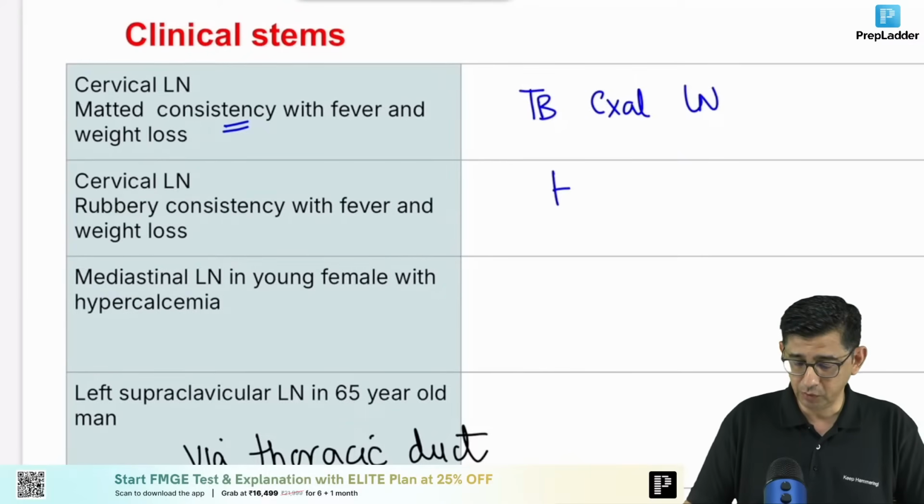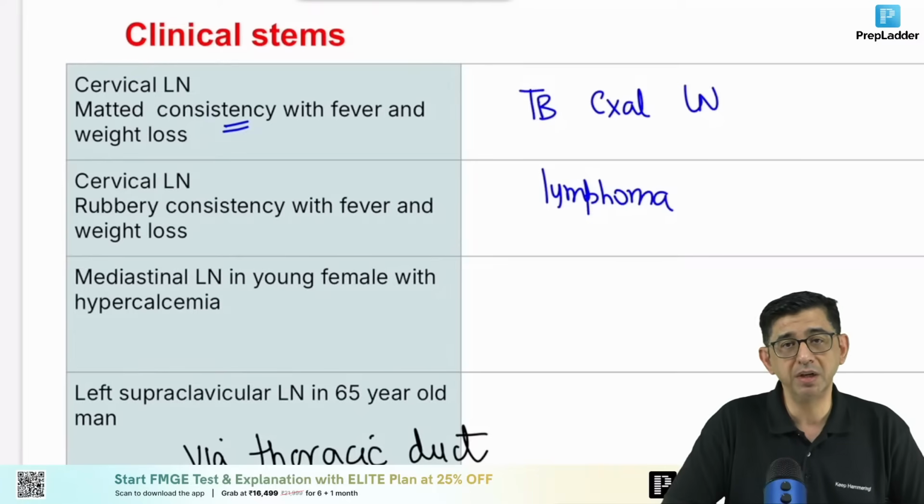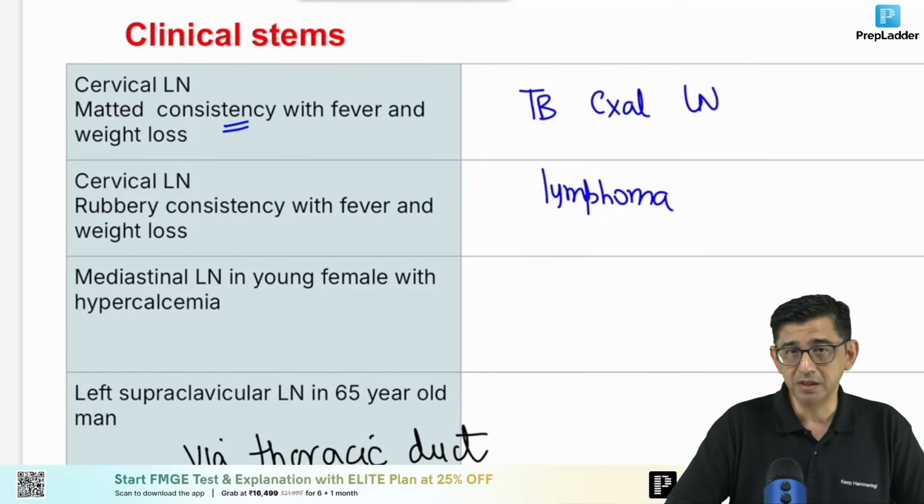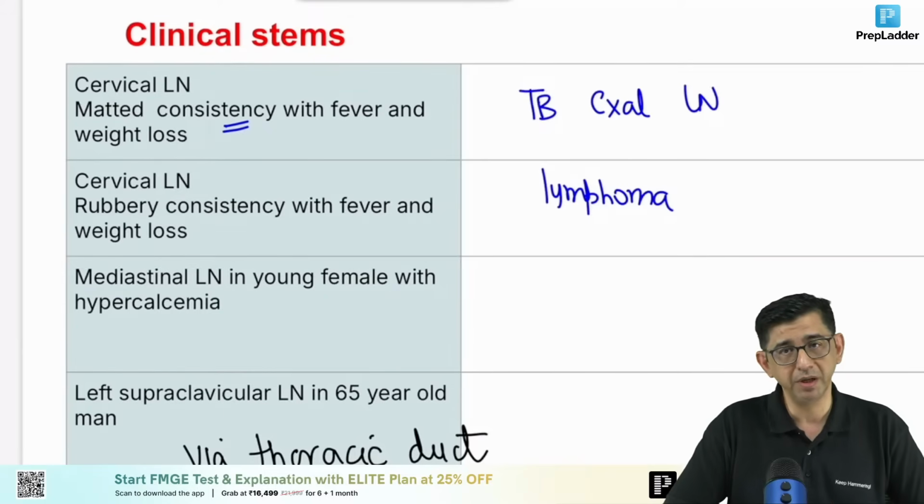But when it comes to rubbery consistency of lymph nodes, it's a lymphoma that I'll be suspecting, and obviously what I would like to do is go ahead with an excision lymph node biopsy so that I can differentiate between the two. And you guys can comment quickly regarding the third clinical stem related to this question, that is mediastinal lymph nodes in a young female with hypercalcemia.